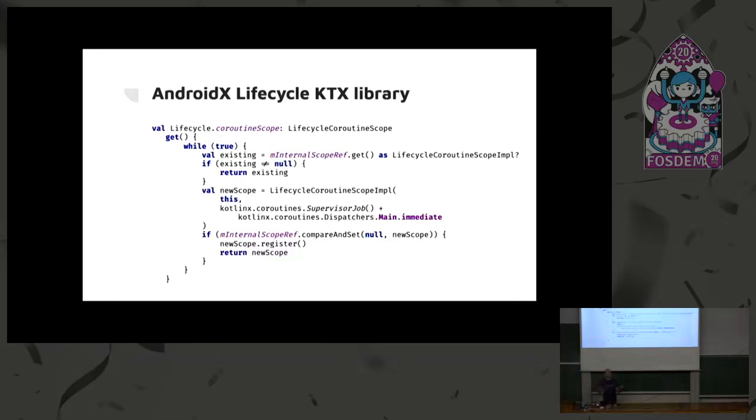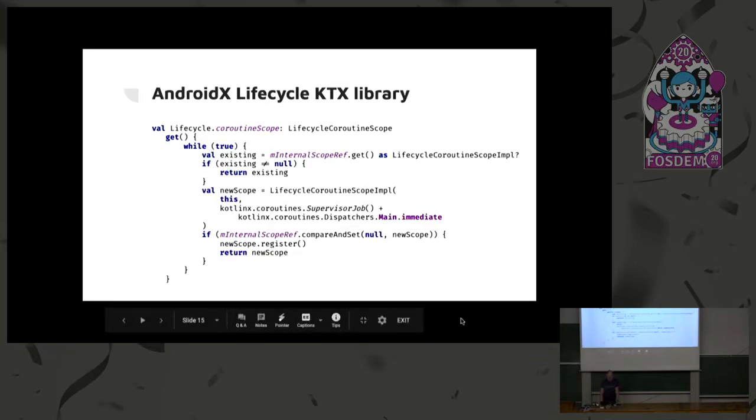You can read this code later. It's actually very simple once you have a look at it, but it basically stores a reference to this coroutine lifecycle coroutine scope inside an atomic reference class. That's part of the lifecycle class.